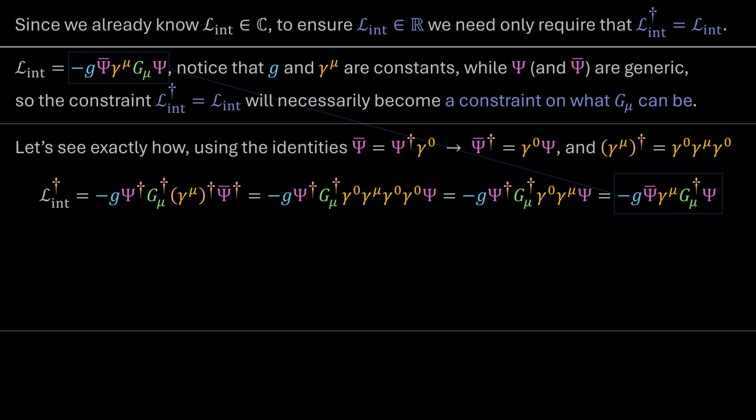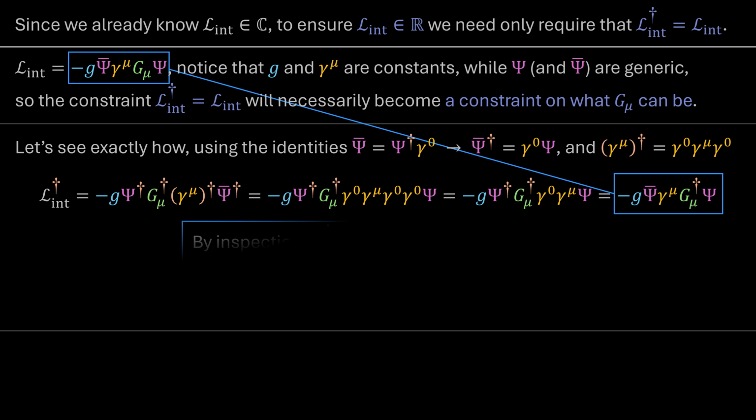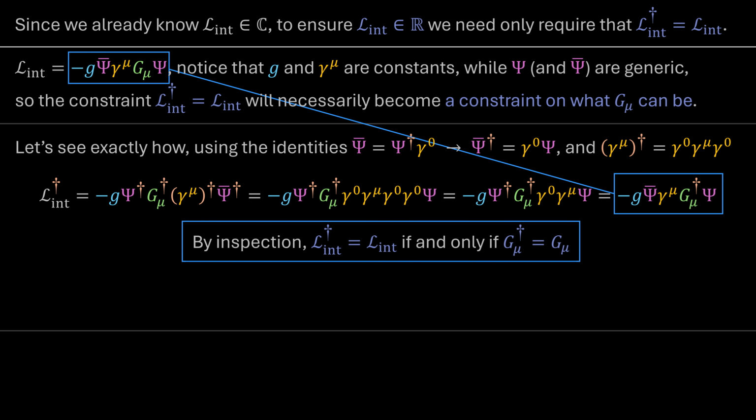It's like, whoa, that is so similar to the original interaction term before we took the transpose conjugate. The only thing that's different is that in our interaction term we have G mu, and in our transpose conjugate of the interaction term, we have the transpose conjugate of G mu. But everything else is exactly the same. And so therefore, L dagger equals L if and only if G mu dagger equals G mu. Wow, what a neat result.